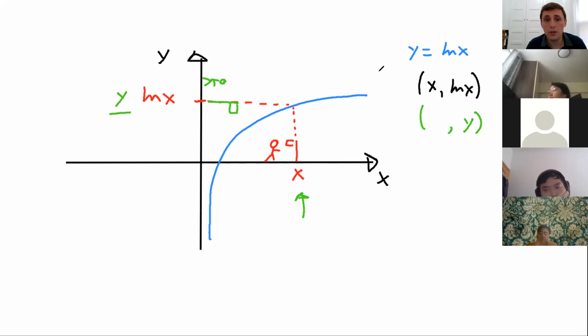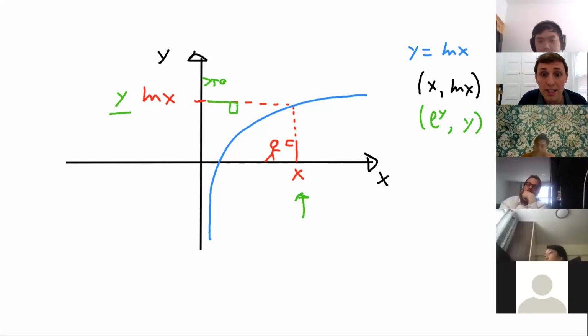E to the y. Very good, David. E to the y. It's so simple, guys. Do you understand that they are describing the same thing? From a different point of view, they are describing exactly the same thing. And it's your job to understand that you're describing exactly the same thing from 2 points of view. Yes?